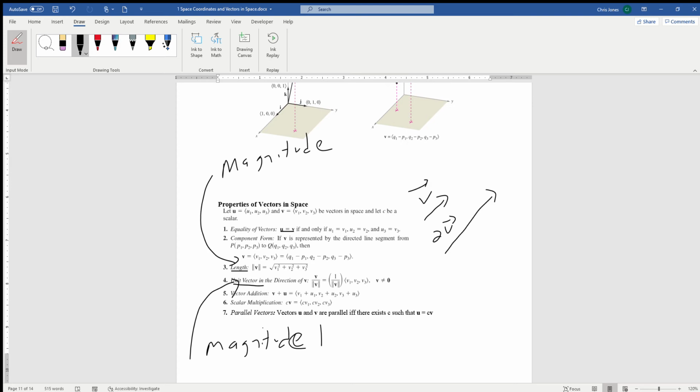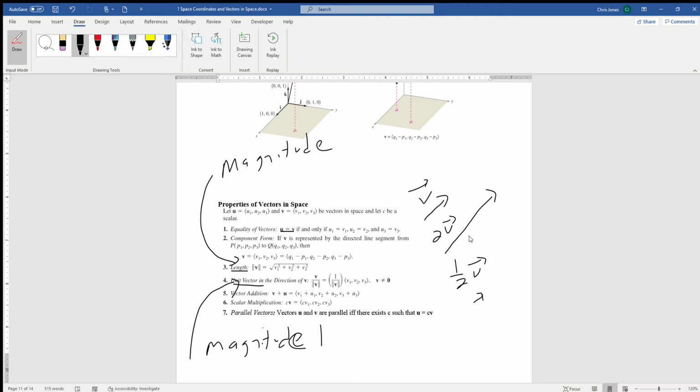Or even if I wanted to take half of v, then it would be in the exact same direction. It would just be half of the initial magnitude of that vector. Nice and easy when we're doing that. And then finally, two vectors are parallel if there's a scalar that we can multiply one of the vectors by to get to the other vector. Sometimes that's called linear dependence for any of you that have suffered through linear algebra at this point.